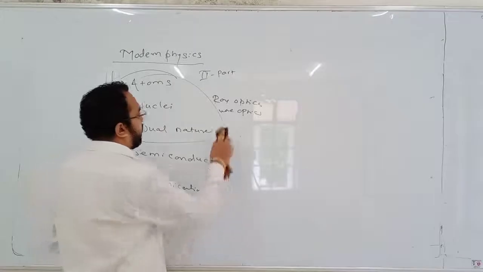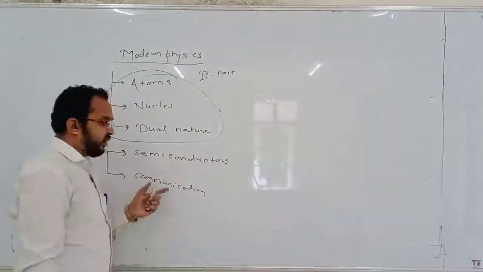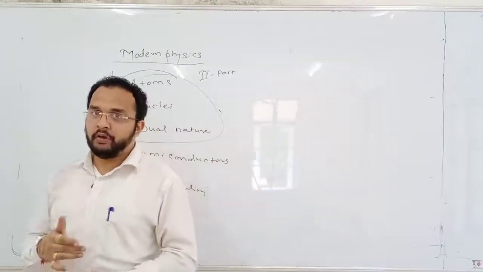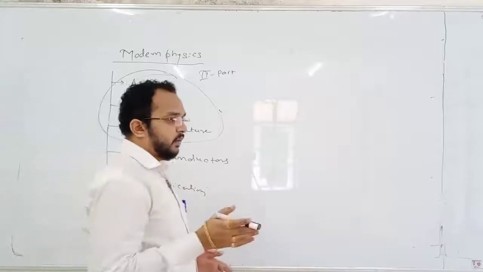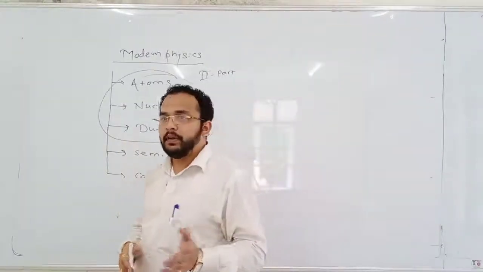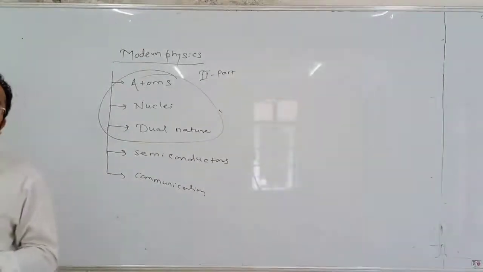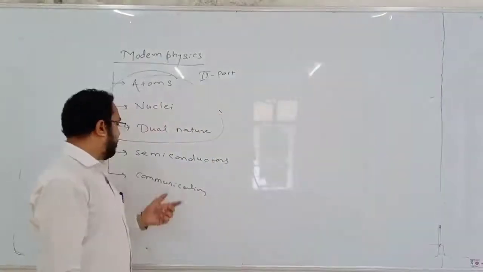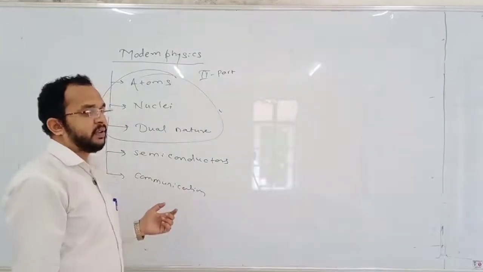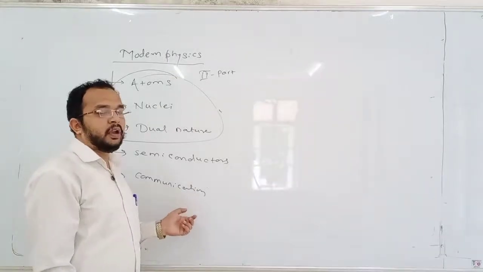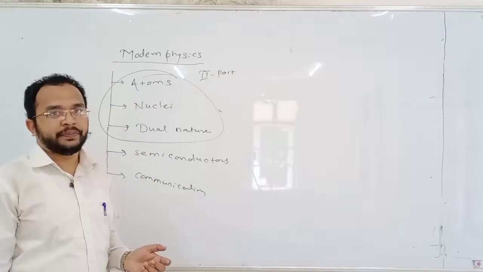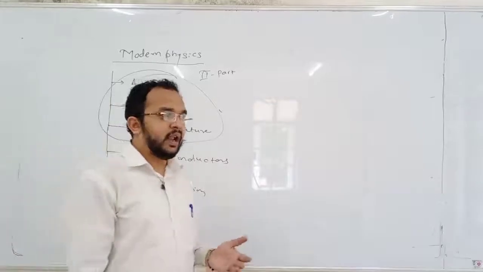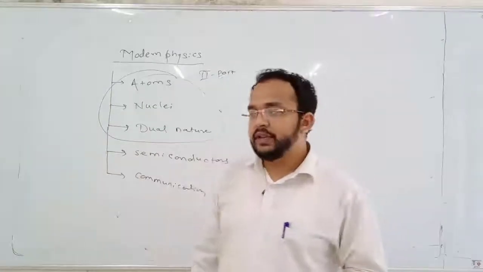Now, what about semiconductor and communication? You know, in your junior college, state board, or even some of you have an optional subject, that is computer science and electronics. So for electronics engineering, semiconductor and communication are very important chapters. Semiconductor and communication are for the electronics and telecommunication branch. So there is electrical and electronics. In between these two, there is a huge difference.